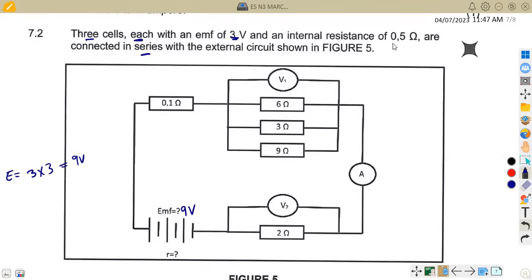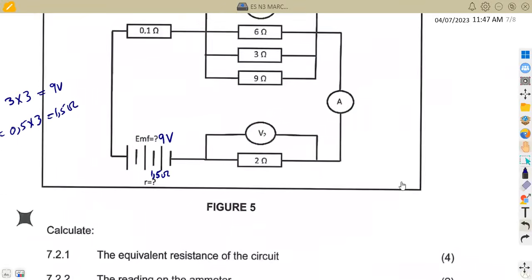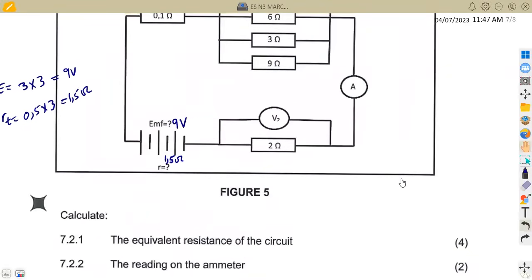Then the internal resistance: there are 3, they are in series, which means we are going to add 0.5 plus 0.5 plus 0.5, 3 times. That simply means we are multiplying 0.5 times 3 for the total internal resistance, which is going to give us 1.5 ohms. So here we have got 1.5 ohms as the total internal resistance. All right. So let's check now what the question is all about. The first question that we are given is to calculate the equivalent resistance of the circuit.